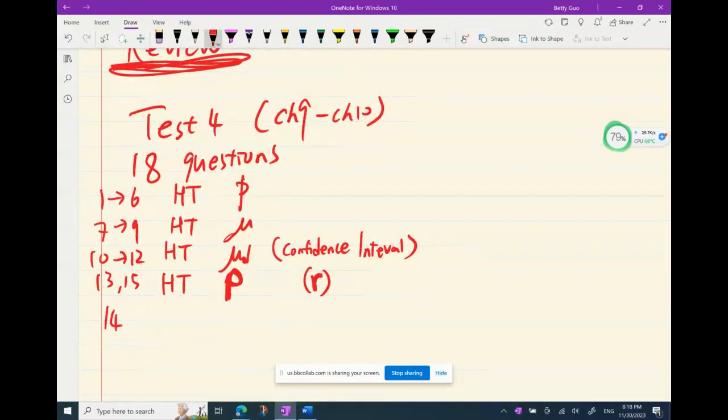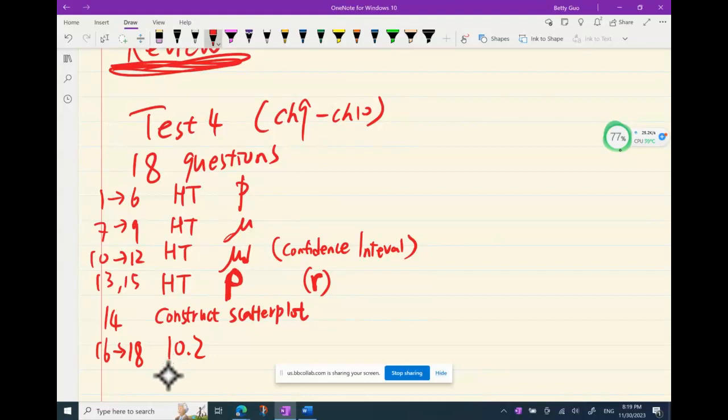Number 14 is to construct a scatter plot. Number 16, 17, and 18, the last 3 questions, are 10.2. And for the 3 questions there's one more. Sorry, I apologize. So it's about y hat. Yeah. So the last 3 questions are about the last section, 10.2.